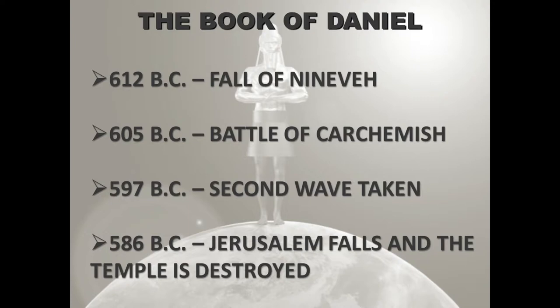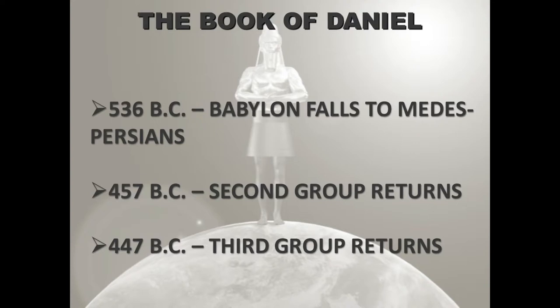You remember that in 586, as we said a moment ago, Jerusalem is completely taken and destroyed. The temple is destroyed. And then in about 536 BC, approximately 50 years later, Babylon is going to fall to the Medes and Persians. And then about 11 years after that, as we mentioned a moment ago, there's going to be a second group of the children of Israel that are going to be allowed to return to Israel. And then in 447 BC, a third group are going to be allowed to return to Jerusalem.